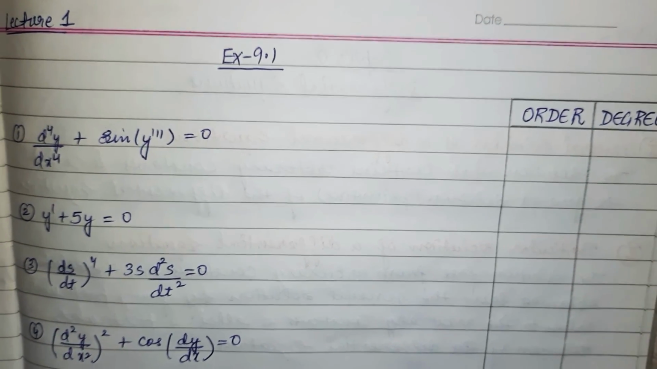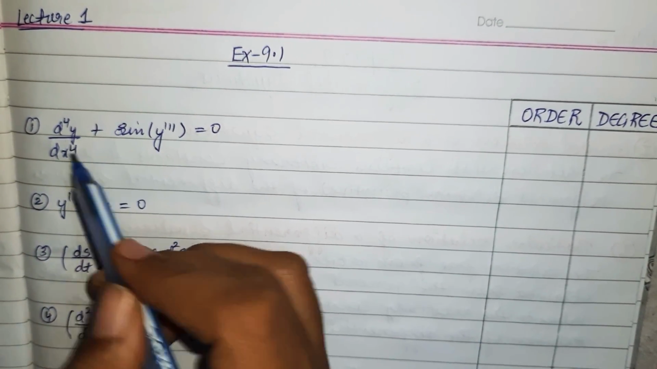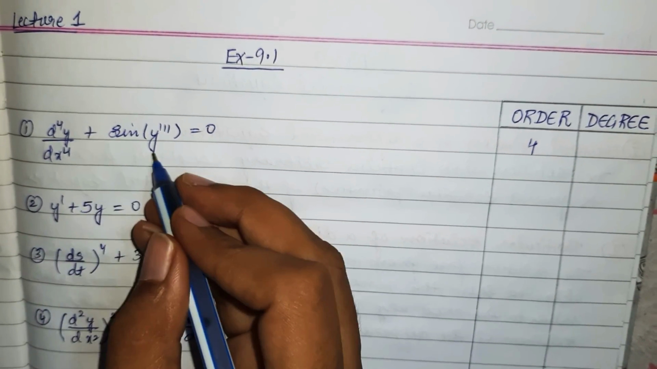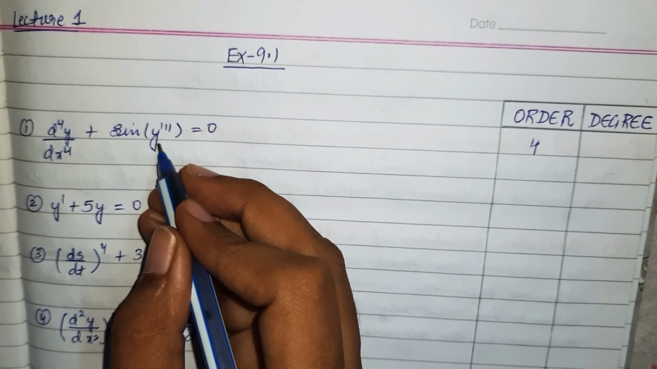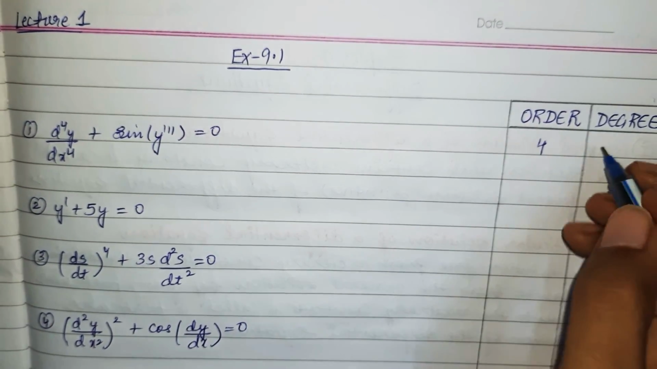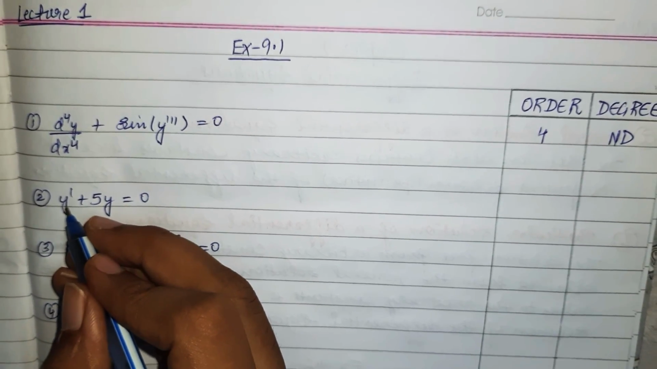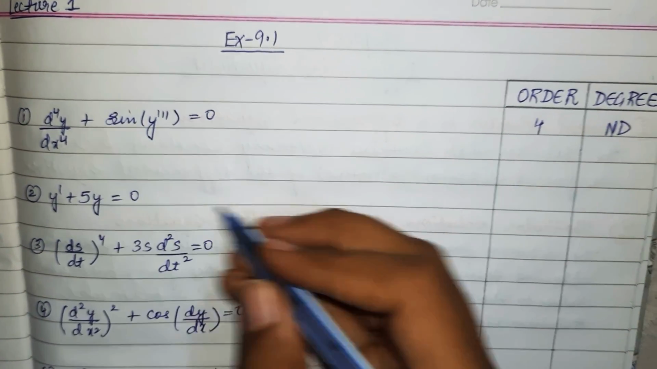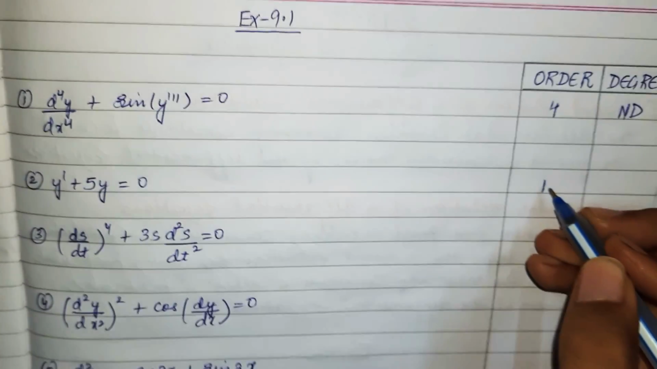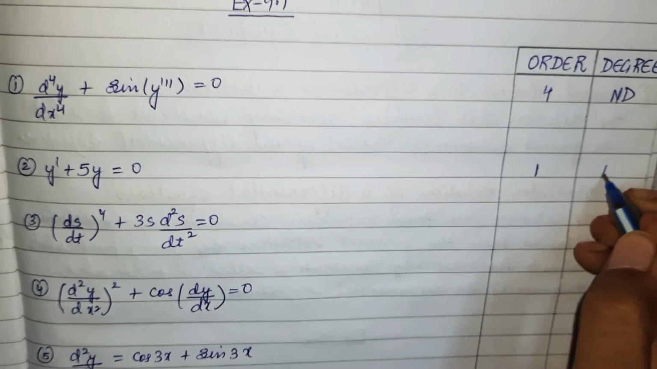Now just tell me. For the first question, order will be what? Order will be 4. Is this a polynomial equation? No. Sine of derivative. Third order, second order, first order, doesn't matter. But it is not defined. This highest order is 1. Highest order is 1. If I talk about degree, degree is what? Degree is also raised to the power 1.